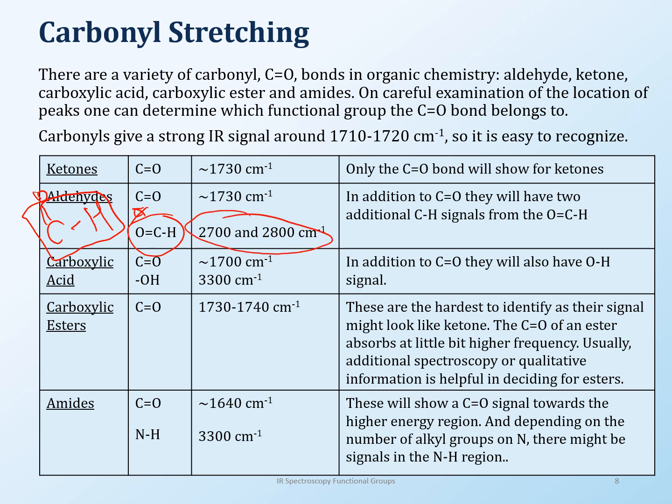So for aldehydes, you will see two peaks. For ketones, you will only see one, one for carbonyl. For aldehyde, you will see one for carbonyl and then one for the C-H bond. That you're going to see. So that's something you have to watch out for. That will tell you the difference between an aldehyde and a ketone in the case of carbonyls.